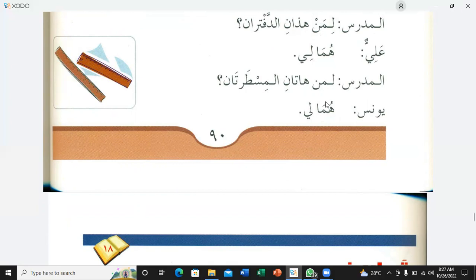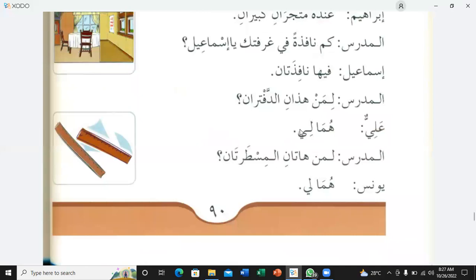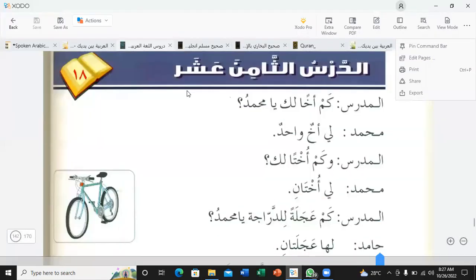Al-mudarrisu, the teacher: Liman hatani al-mistaratani? Whose are these two rulers? Yunus: Huma li. They are mine. Got it, this chapter? Yes, ma'am. Okay, now repeat it.